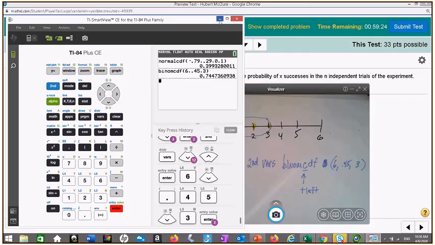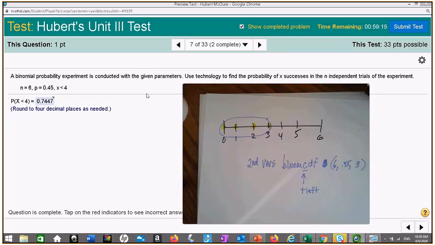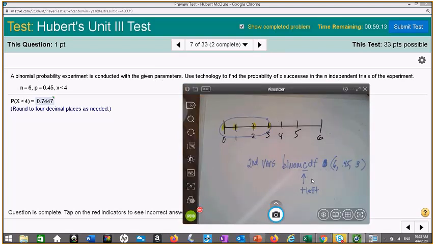And there's several of these on the test. They'll give you a few points. They're not that difficult. Now, what if it said exactly 3 or exactly 4? Then you would be using PDF, which means precise, and you would just do 4. And it would just mean at 4.